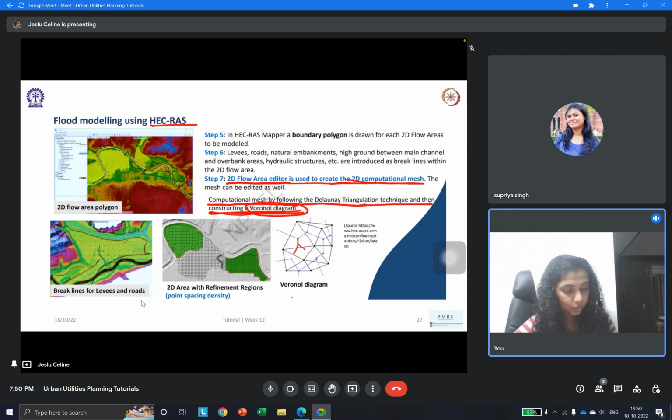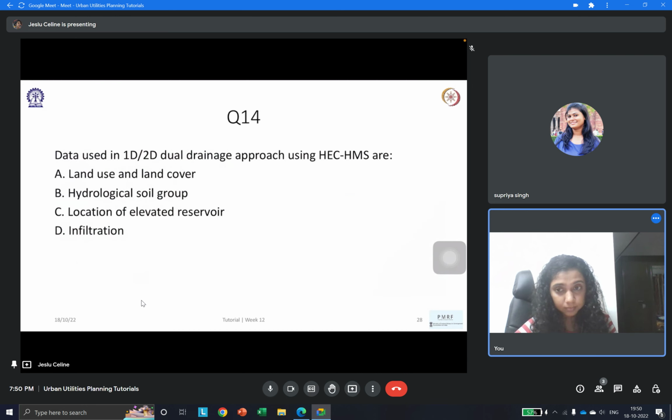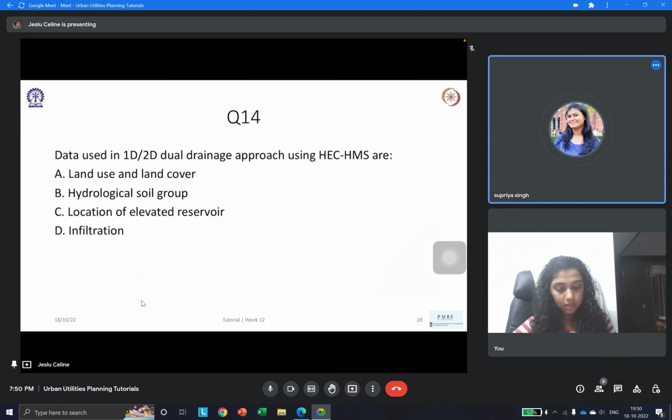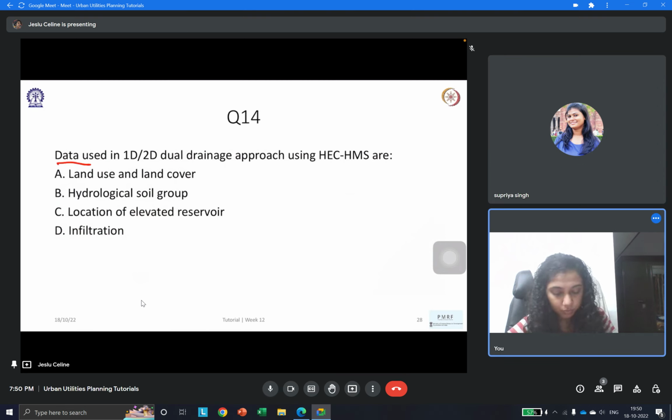Fine. So let's proceed further. Data used in 1D, 2D dual drainage approach using HEC-HMS. Basically they're talking about what data we need.